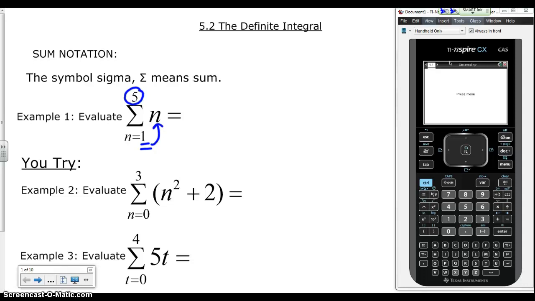So I'm going to replace n with 1, and then I'm going to replace n with 2, and with 3, and with 4, and with 5. So in this case, it's just a simple 1 plus 2 plus 3 plus 4 plus 5. But you can also do this on the calculator.